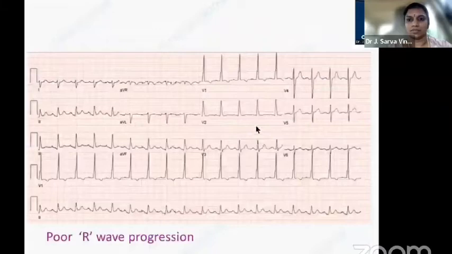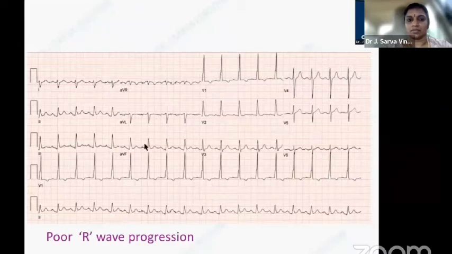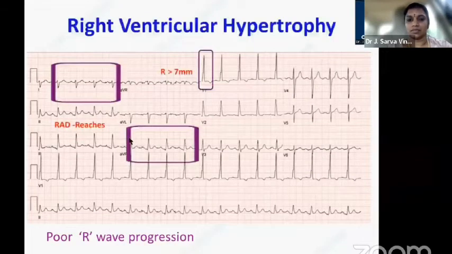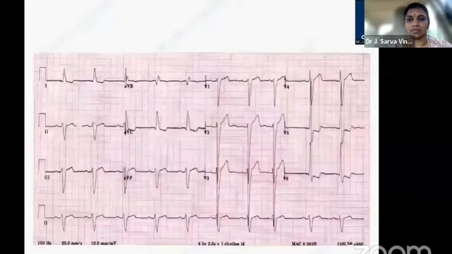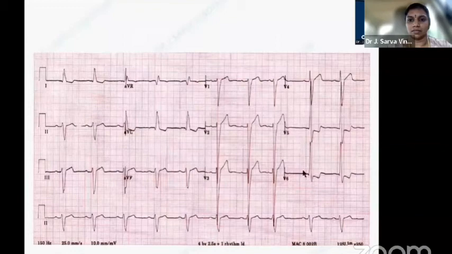So what do we see here? Here we can see tall R waves. And what about the axis, lead 1 and AVF? What happens here? They both are reaching each other, so right axis deviation. So this is right ventricular hypertrophy. And what do we see here? Predominantly tall R waves in V5 and V6. And what about the axis, lead 1 and AVF? They are moving away from each other, leaving each other.